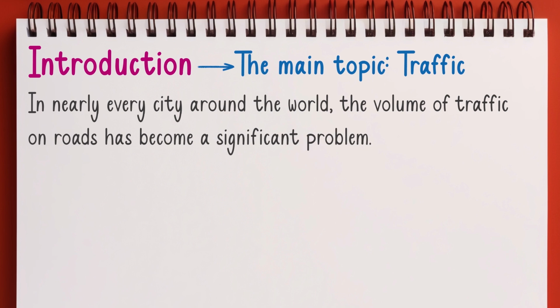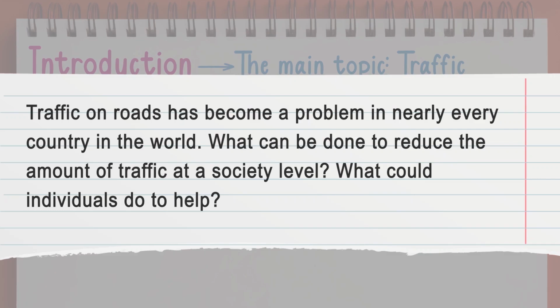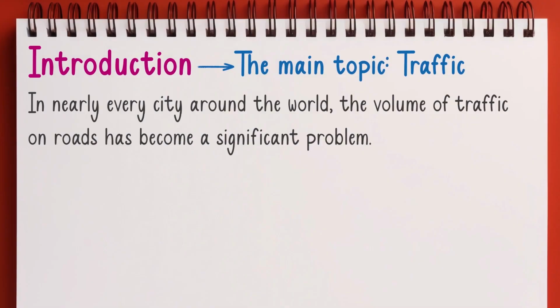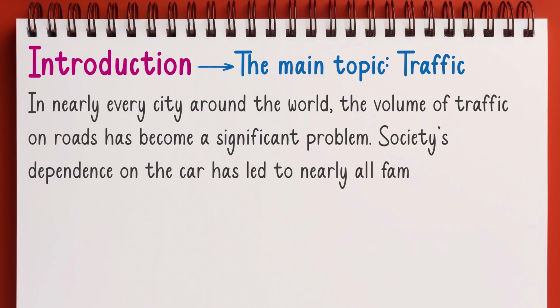Now, our second statement should be paraphrasing the question. So the question was traffic on roads has become a problem in nearly every country in the world. So what we said in the beginning, right, is kind of related to the question itself. So we can now talk about society, that people in society are so much dependent on cars and on their private vehicles, right? So we can talk about this. Society's dependence on the car has led to nearly all families owning at least one car and often two.